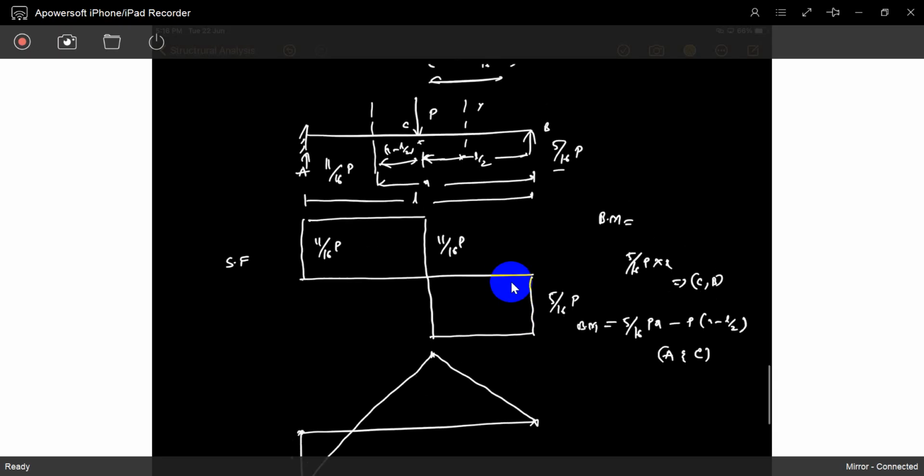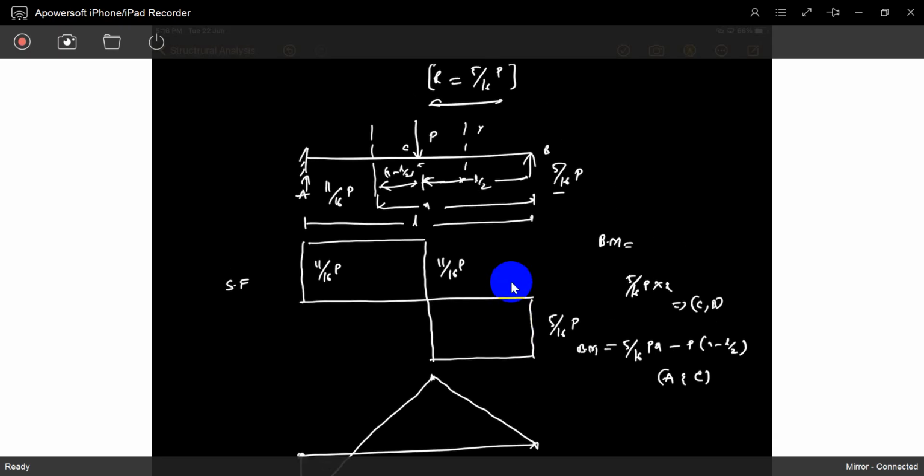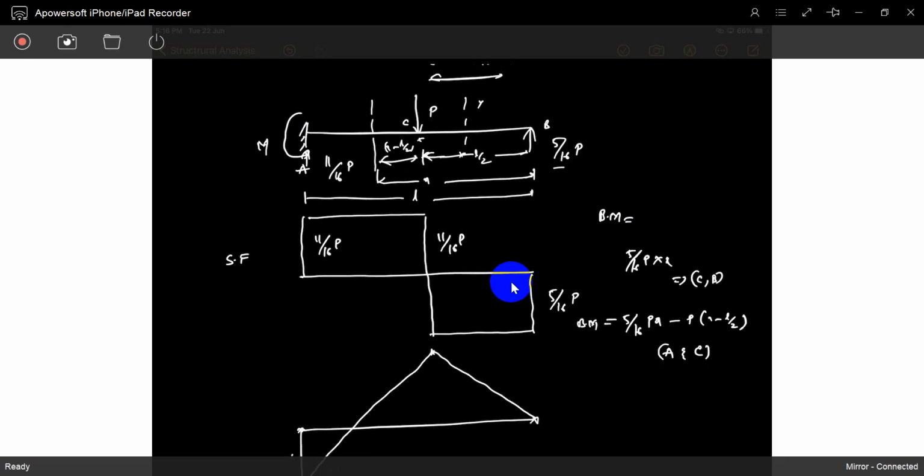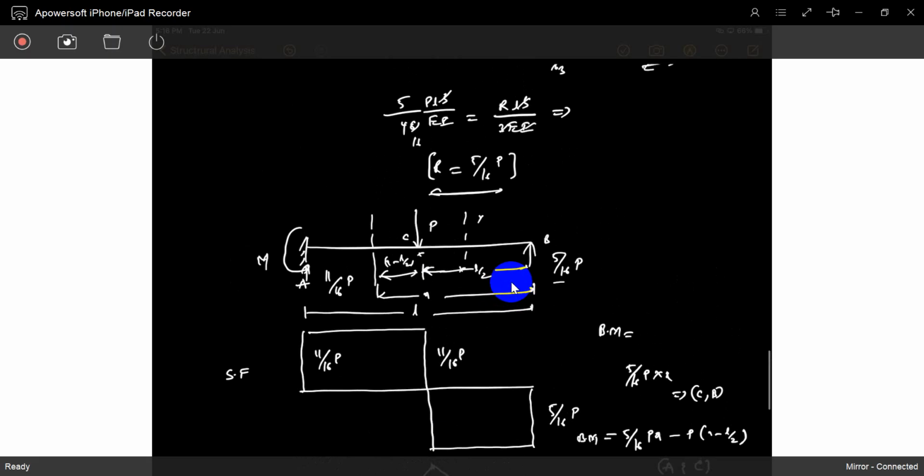So what is the value of the bending moment here? It will always be the same in this segment also. It goes in this direction. You know why it is in this direction. So what is the value of M? You already know the moment at A equals 0. Moment, not a bending moment. So what is the moment? Same thing. This is 5P by 16 minus P into L by 2 plus M equal to 0.